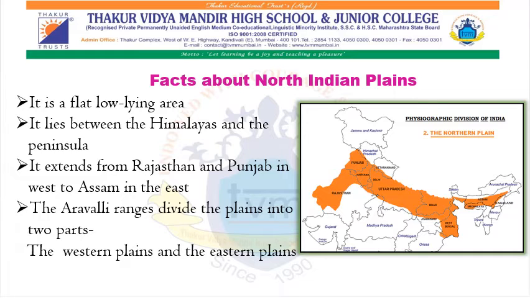As this region is a plain region, the population density is high as all the facilities are being provided over here. For example, the cultivation can be done on a large scale, the transportation facilities are available, the water is available over here because of the rivers flowing from the Himalayan region, and that is the reason why the population density is very high in the plain regions of India.